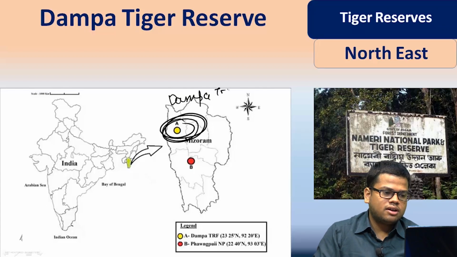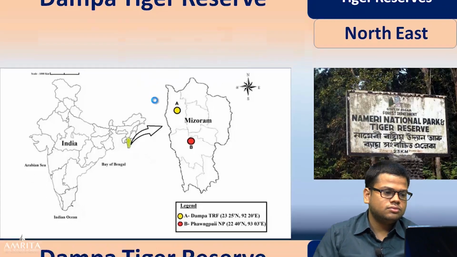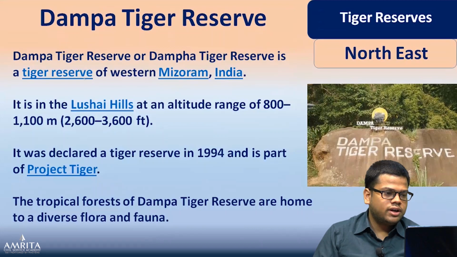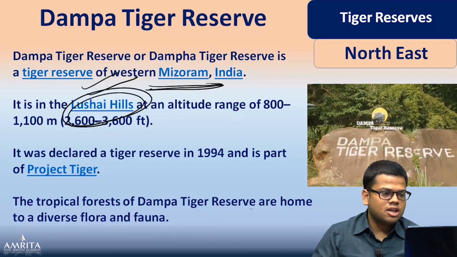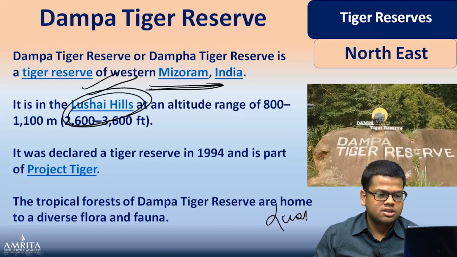This is the Dampa Tiger Reserve. Okay, so it is the Dampa Tiger Reserve. It is in the western Mizoram area. It is in the Lushai Hills. So Lushai Hills is important.